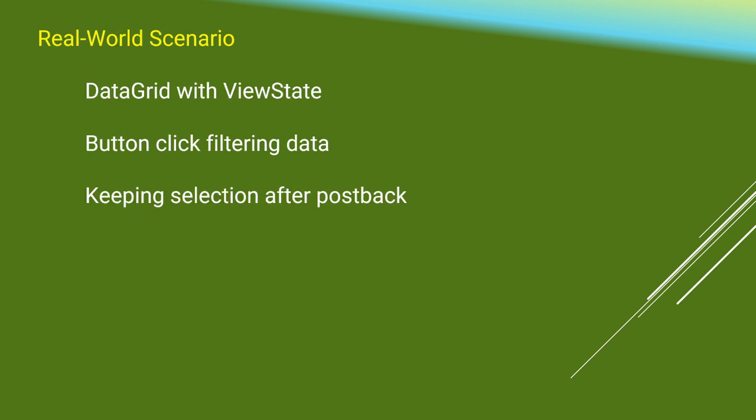In a real world case, say you have a grid showing orders. A user filters the grid, clicks a button, and you want to preserve the filter. This is where view state and the page lifecycle play together. Load the filter during page load only if not a postback, and use view state to store selections.